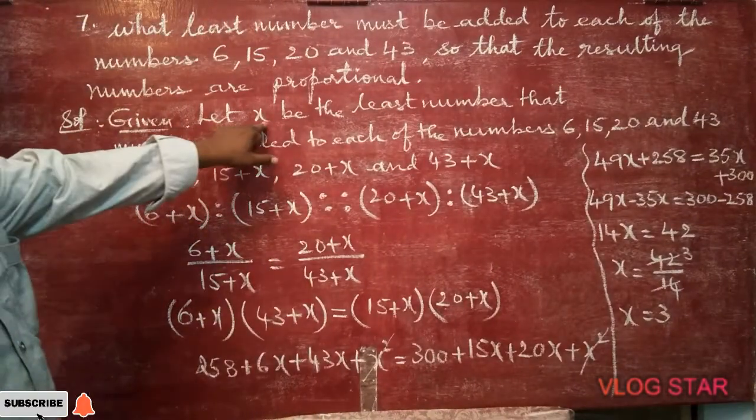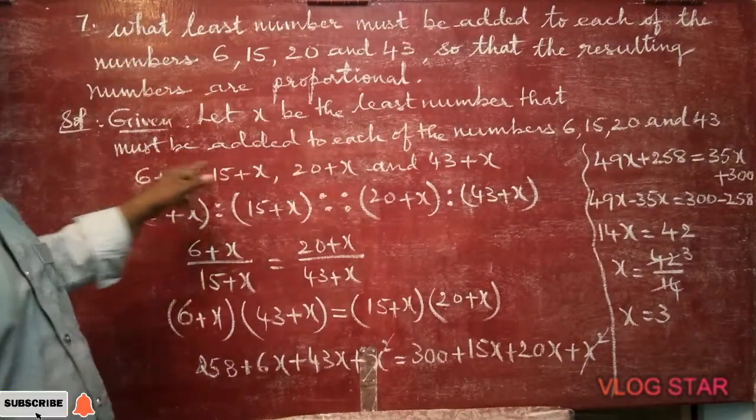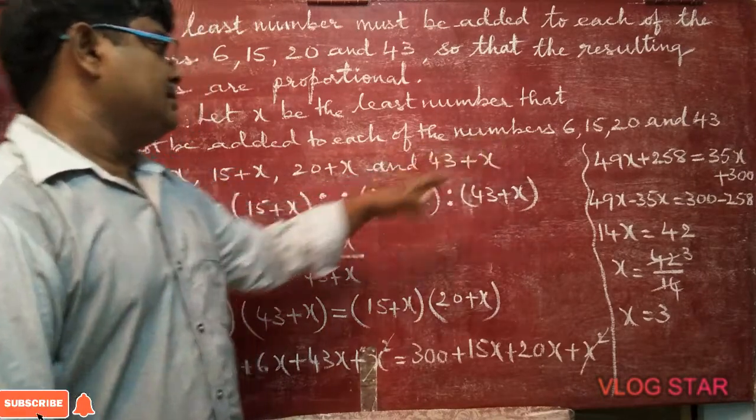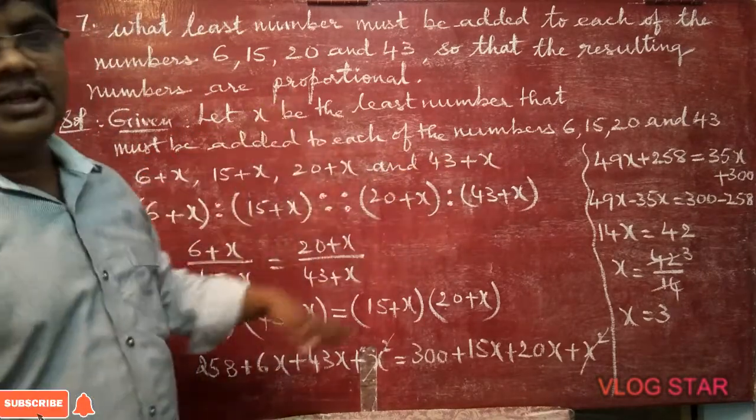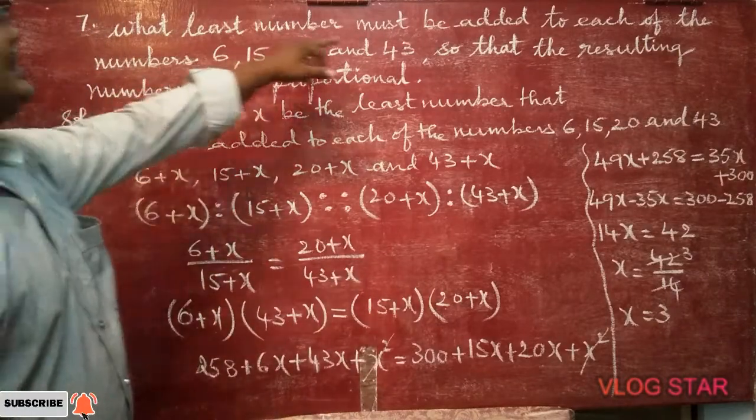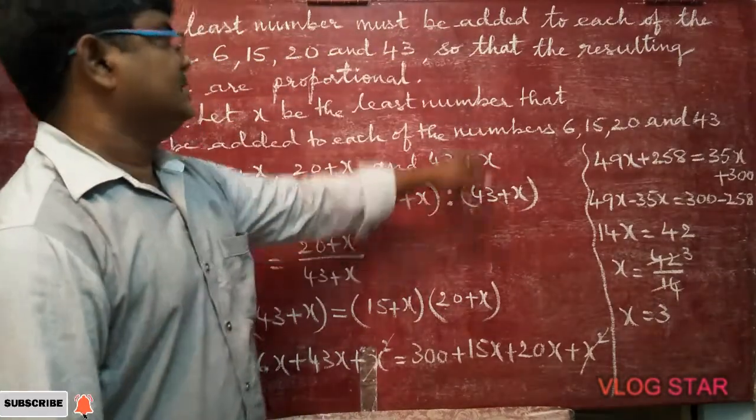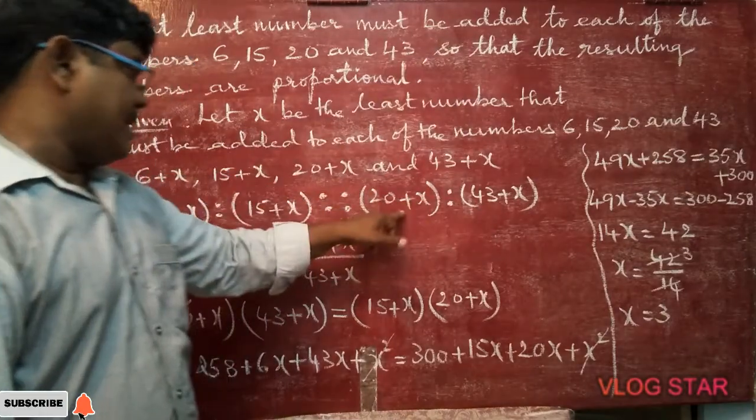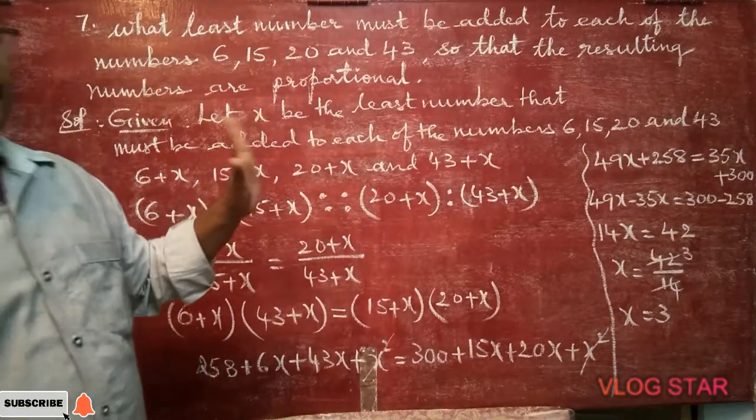Therefore 3 is the least number that must be added to each number to get proportional. Write that word. That is the conclusion. If they tell added, we keep plus. If they tell subtract, write minus. Are you able to follow? Very important problem.